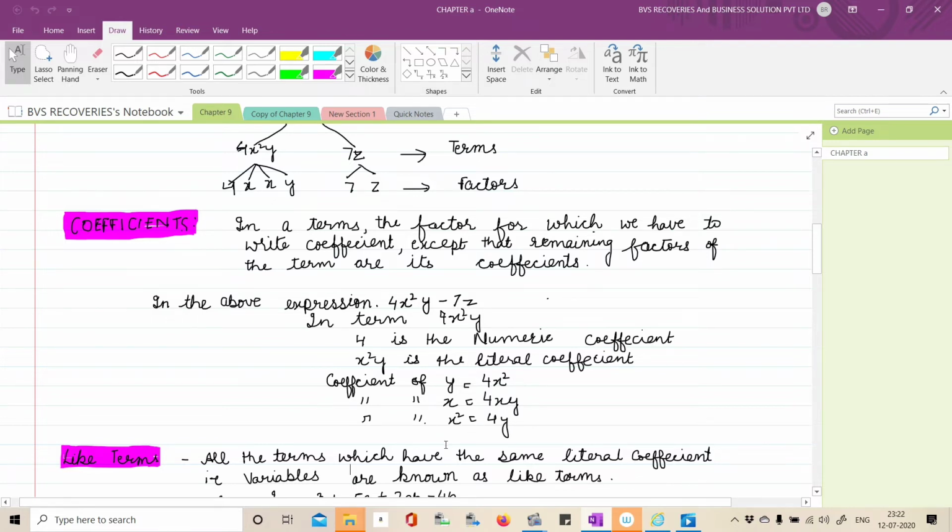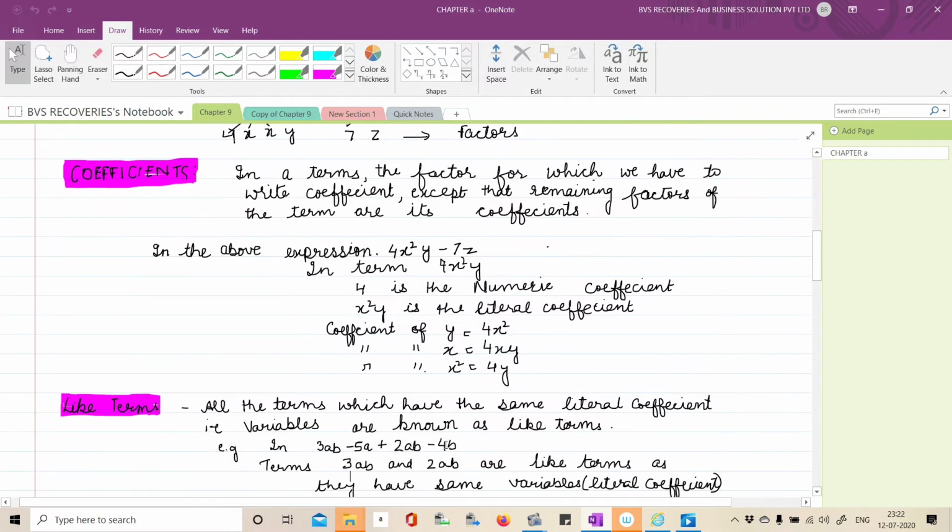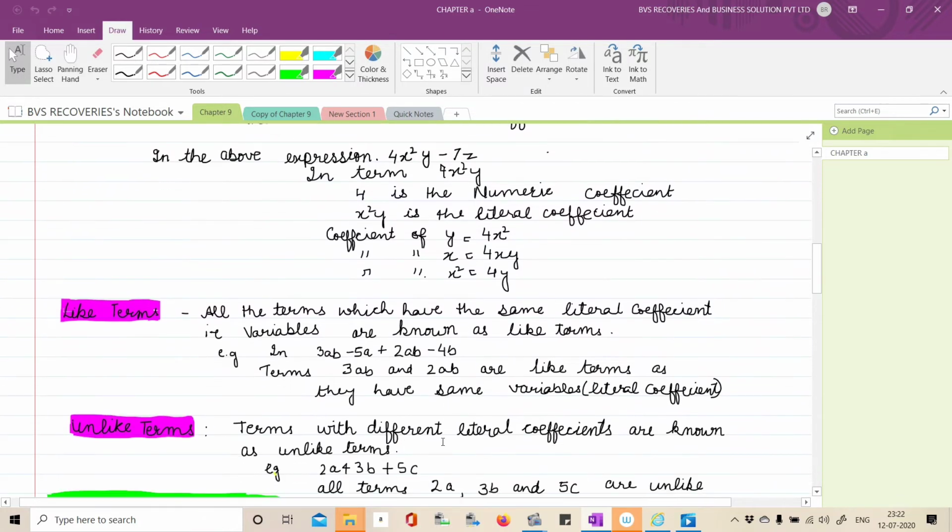Okay. Next thing is like terms. What are like terms? All the terms which have the same literal coefficient. What is literal coefficient? Literal coefficient means the alphabetic part. So all those terms in which the alphabetic part is the same are known as like terms.